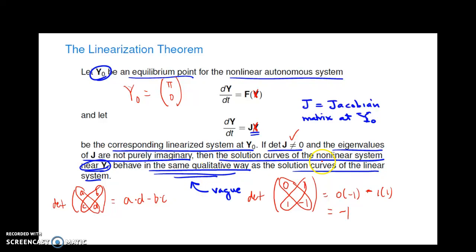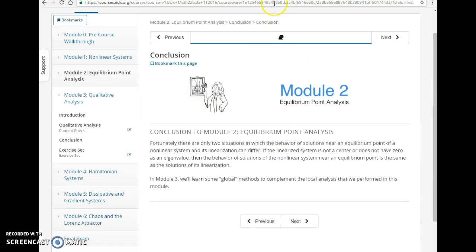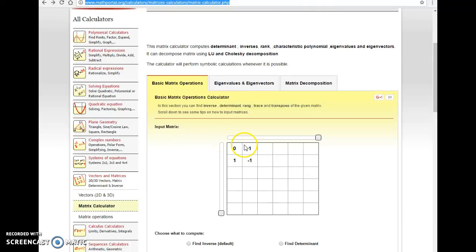Then the solution curves of the nonlinear system near that point behave in the same qualitative way. Note that that's a very vague statement. We don't really know what it means to say the same qualitative way. The qualities are similar to the solution curves of the linear system. We won't talk about computing the eigenvalues here, but if I want to know what the eigenvalues of this matrix, 0, 1, 1, negative 1, are, I can use a computer system. Here's a link to that computer system, and I have it entered here.